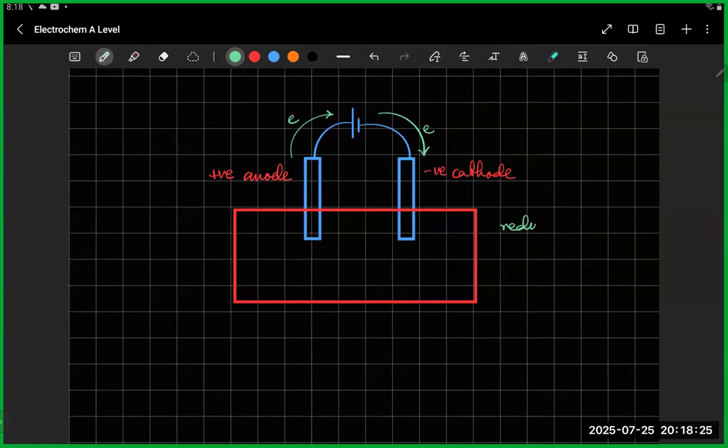reduction is always going to happen. They would always gain electrons. I mean, they don't have a choice. Any species that comes on this side, the battery is going to give it electrons, and that's the only option they've got. In the previous example, the potential decided what would happen. Now they don't have a choice. If you're at the cathode, you've got only one choice, which is you're going to gain electrons, and that's it.